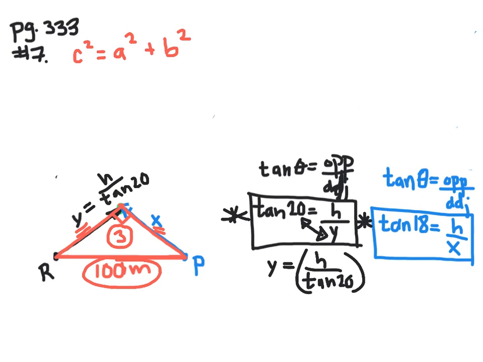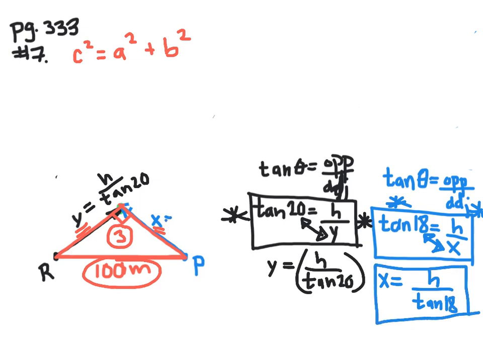Okay, and then I'm going to do the same thing for my x. I'm going to solve for x using this equation over here. If I cross multiply the x and divide out the tan 18, I get that x is equal to h all over the tan of 18. And so instead of writing x, I can just write that x is equal to h divided by the tan of 18.